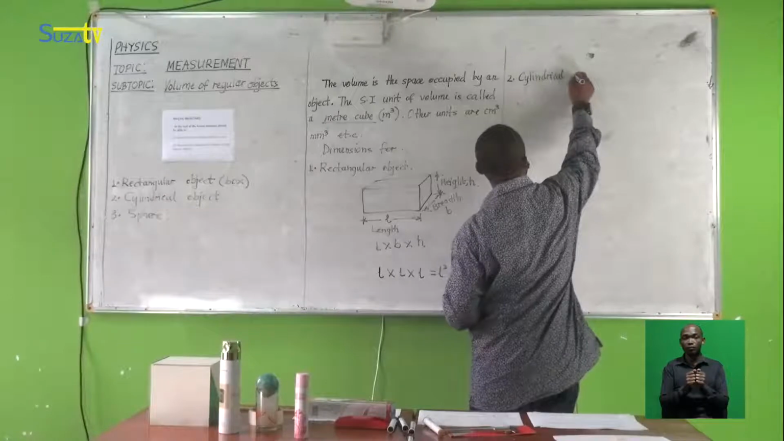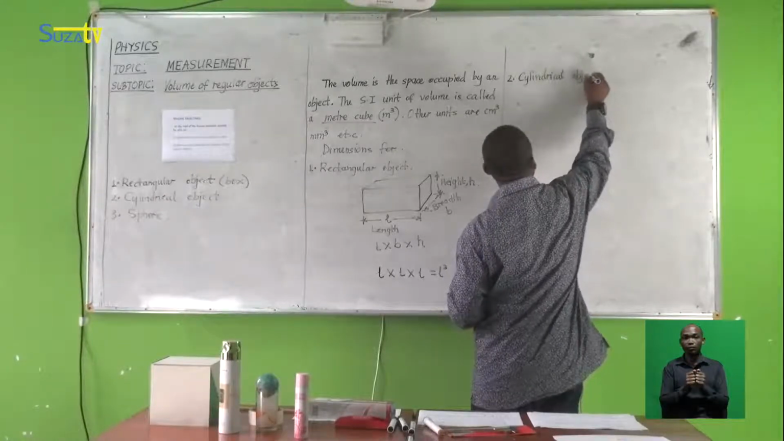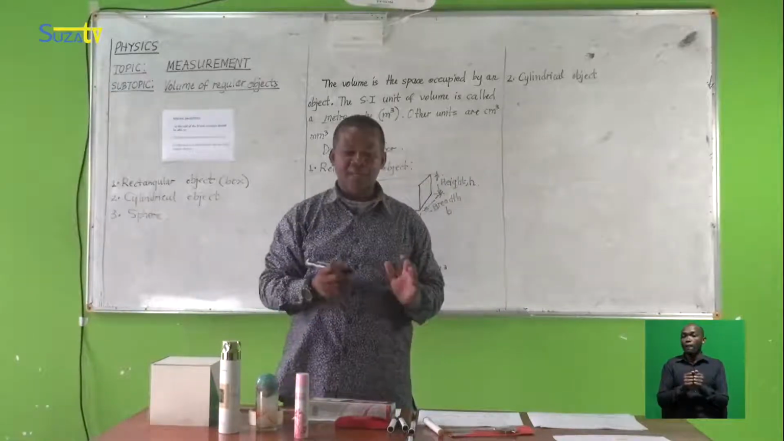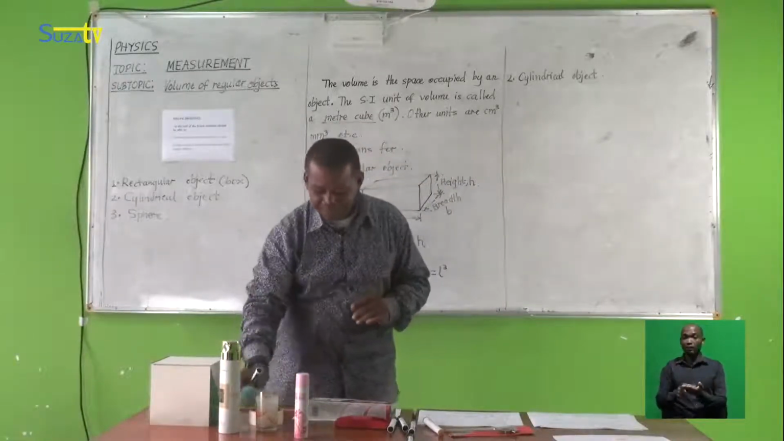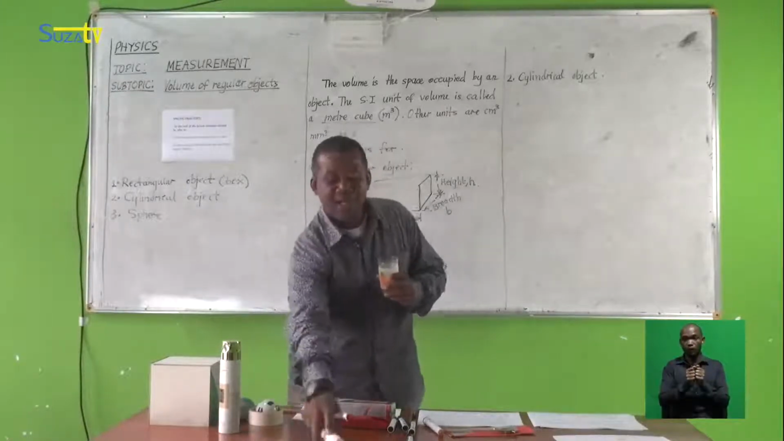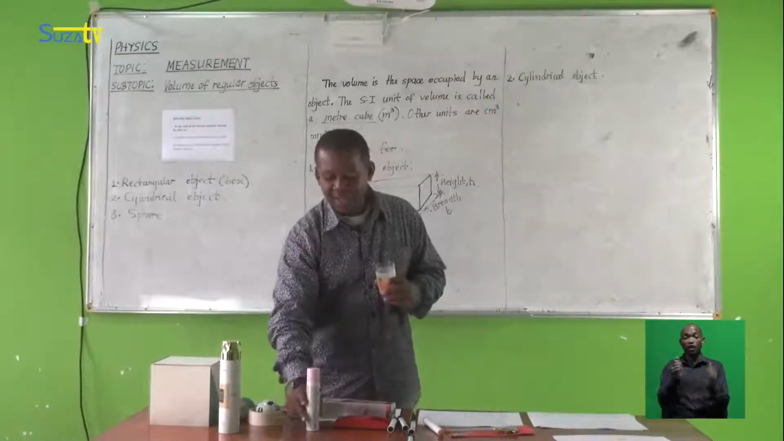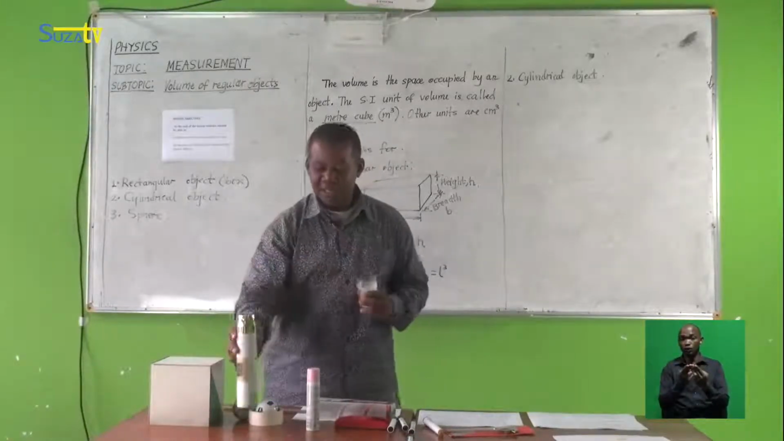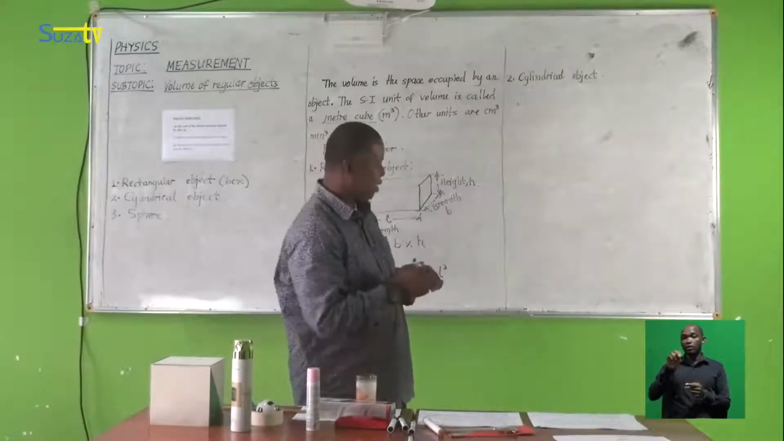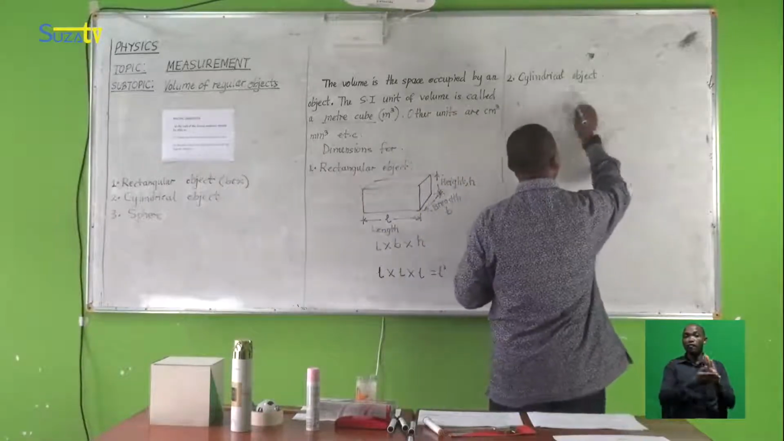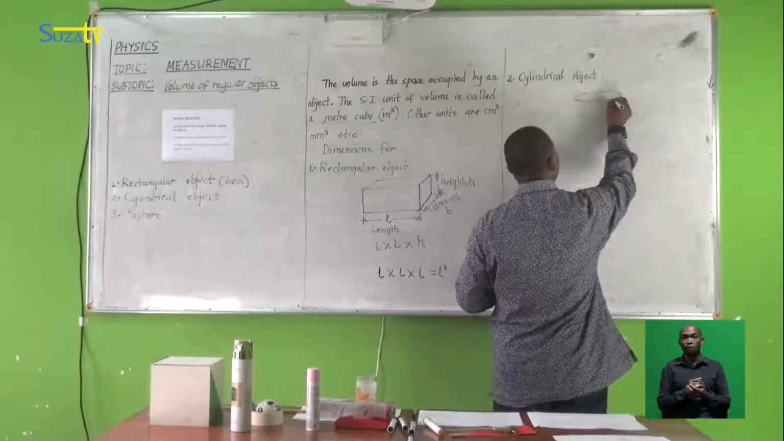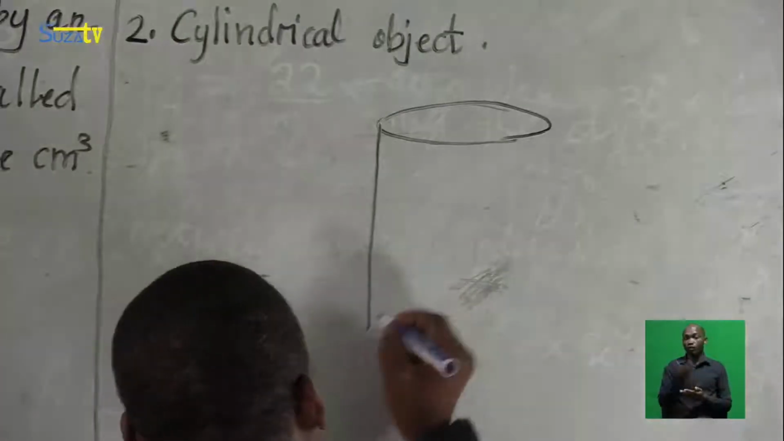Is the cylindrical object. My dear student, now if this is the cylindrical object, or this is a cylindrical object also, and here we have cylindrical object. So the dimension for the cylindrical object, first of all, we can see the diagram for the cylindrical object.